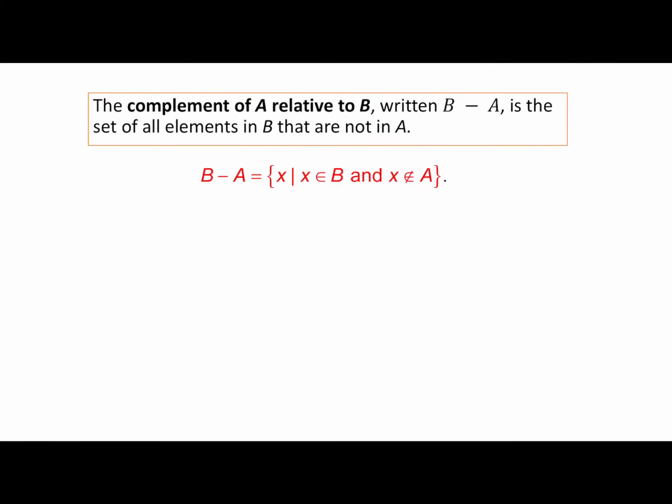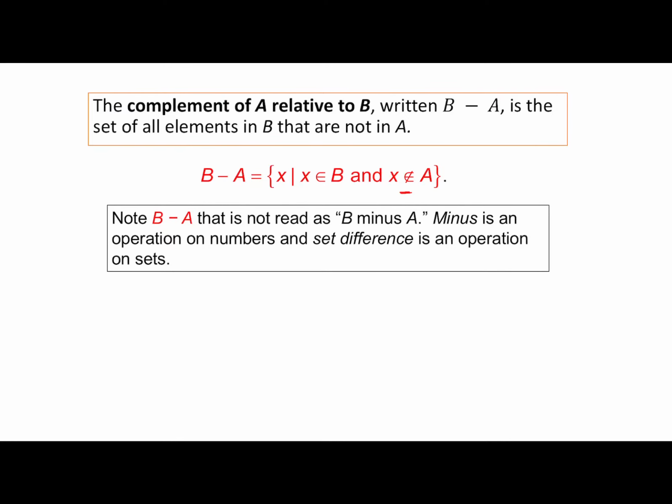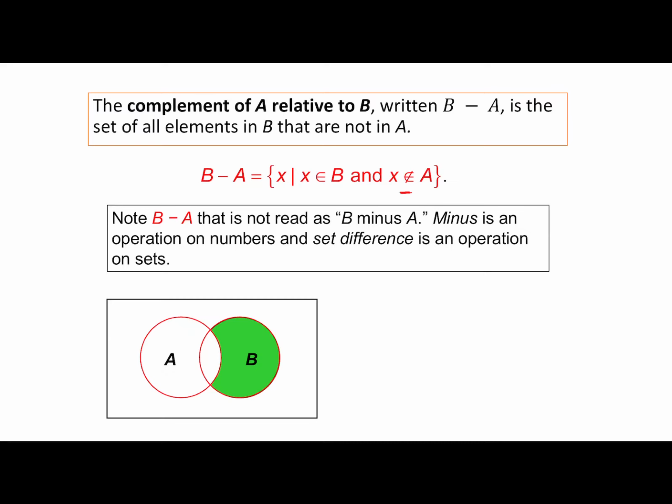In general, if I've got sets A and B, the complement of A relative to B is the set of all x such that x is in B and x is not in A. Remember, the "not" is what we think of when we're talking about complements. Okay, like I said, don't call this minus. It's set difference. So it's an operation on sets, not on numbers.